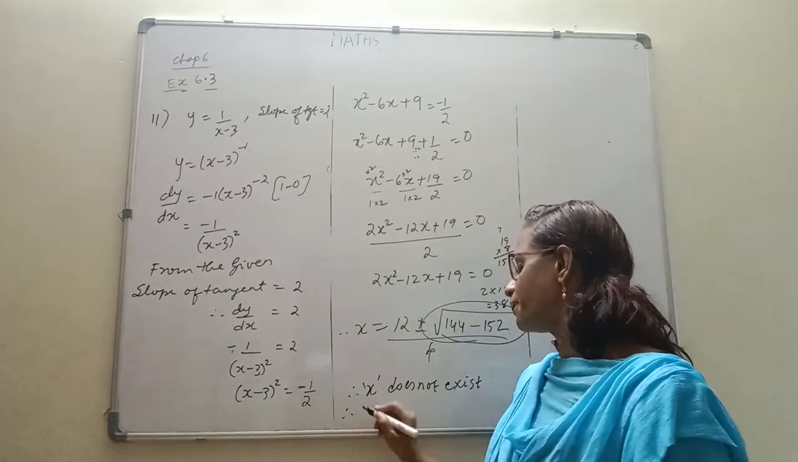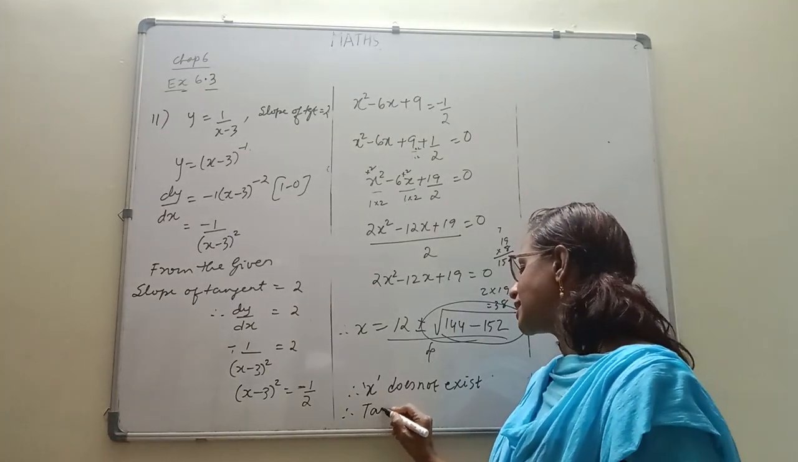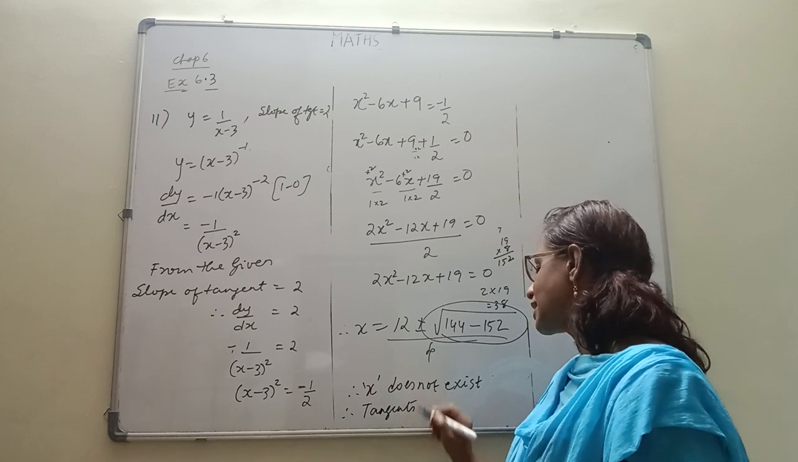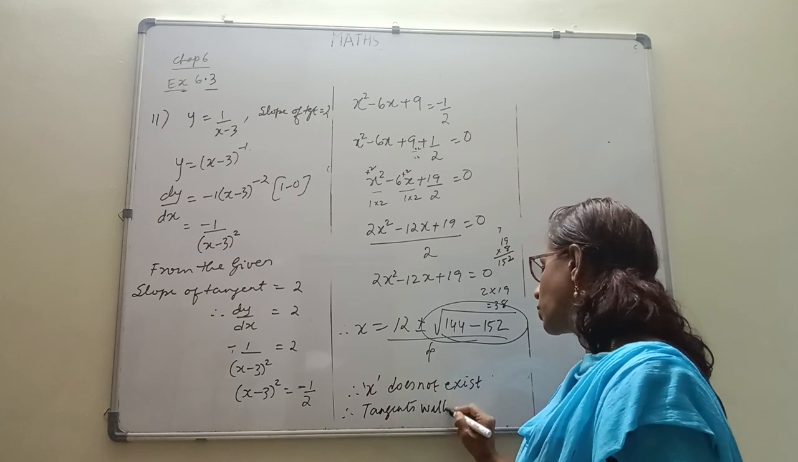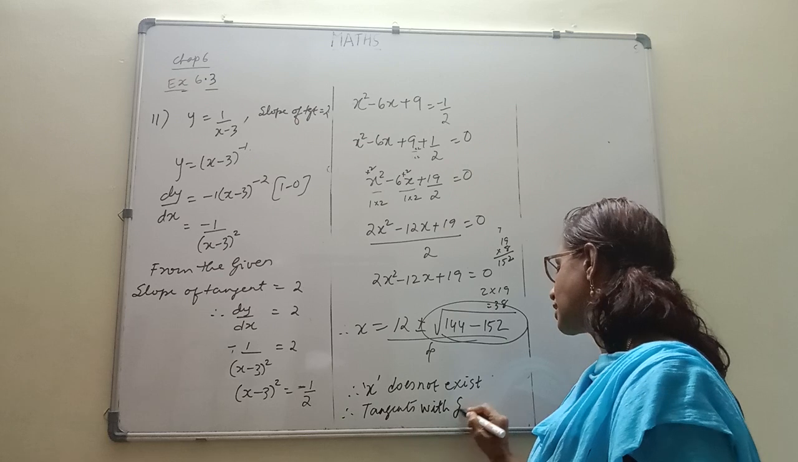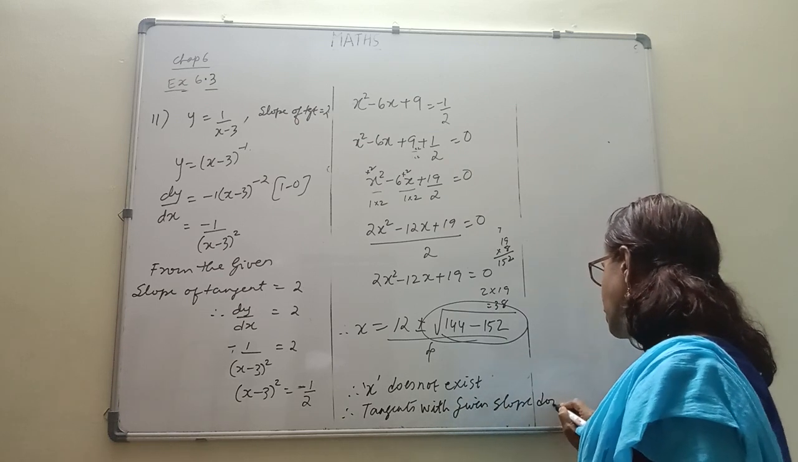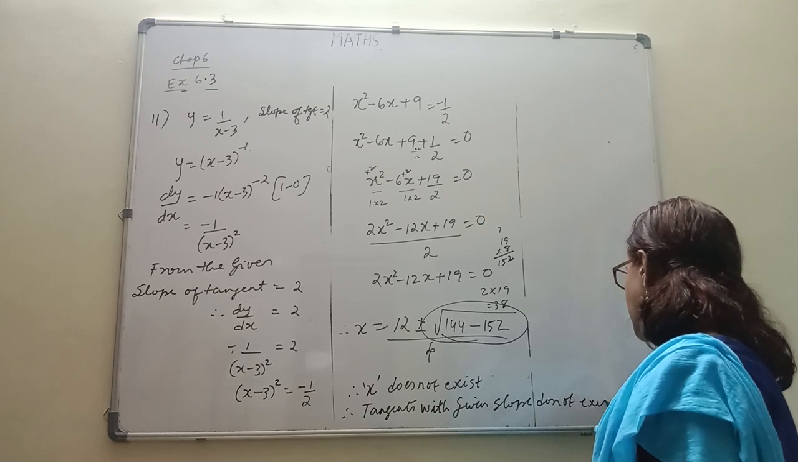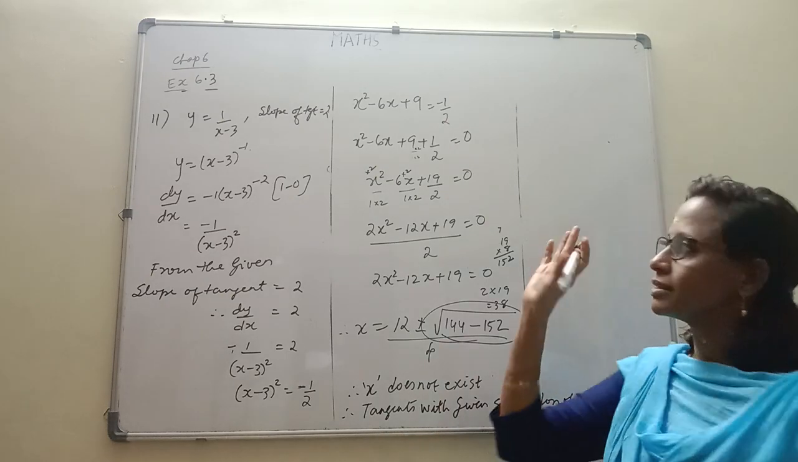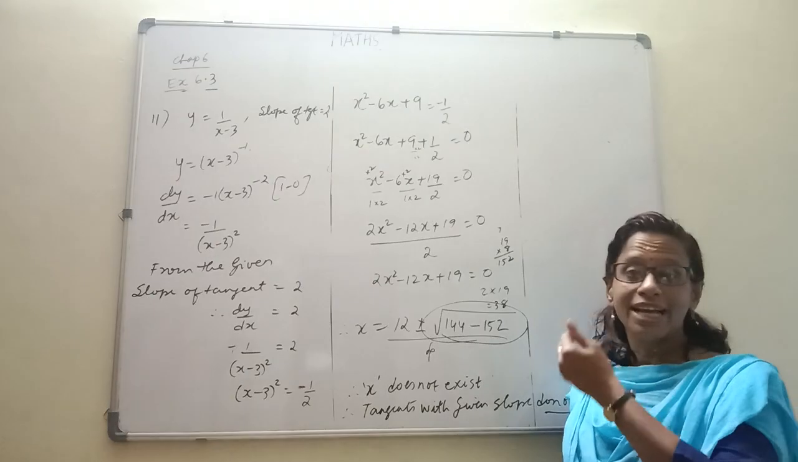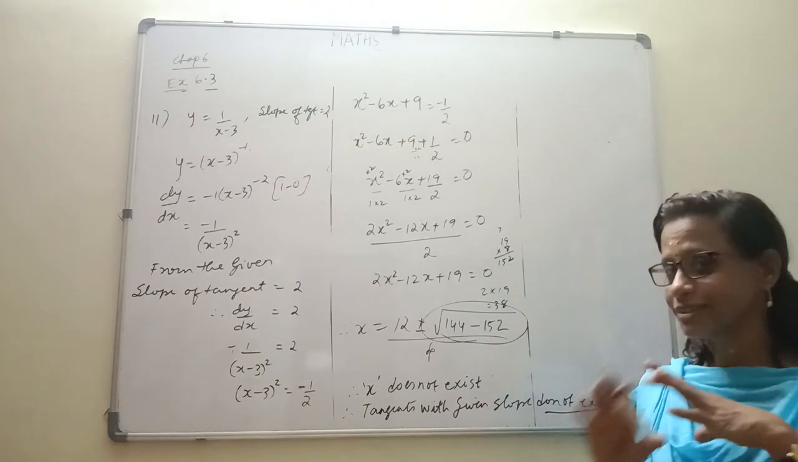So therefore, tangents with given slope do not exist. Something is like, though it is very identical with the previous question, see how the problem is turning.